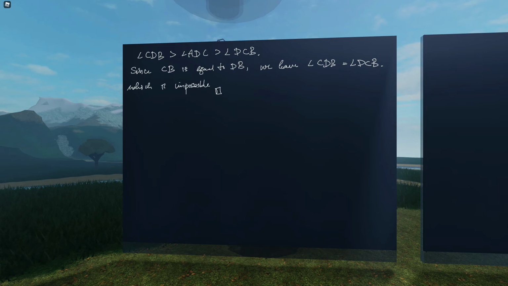So this is impossible, and therefore the premise that C and D are distinct points is false. Cool, any questions?